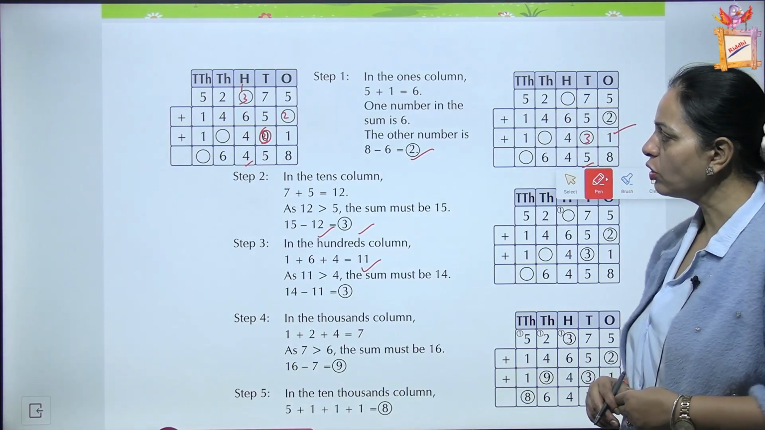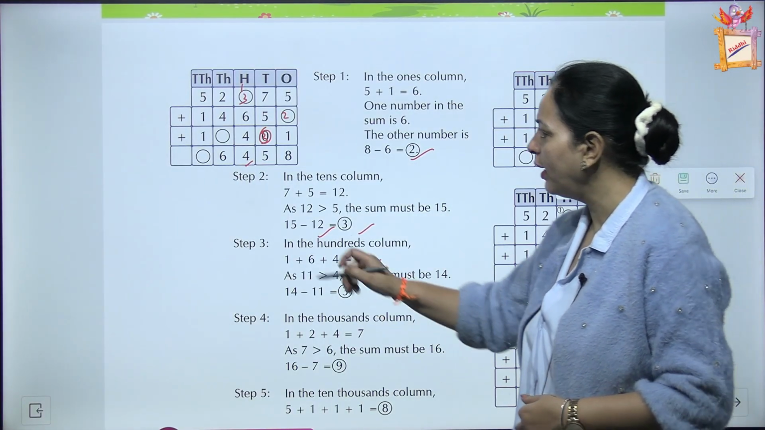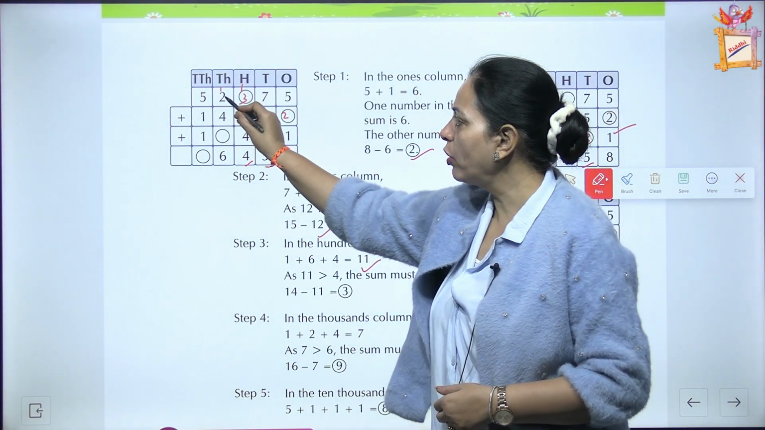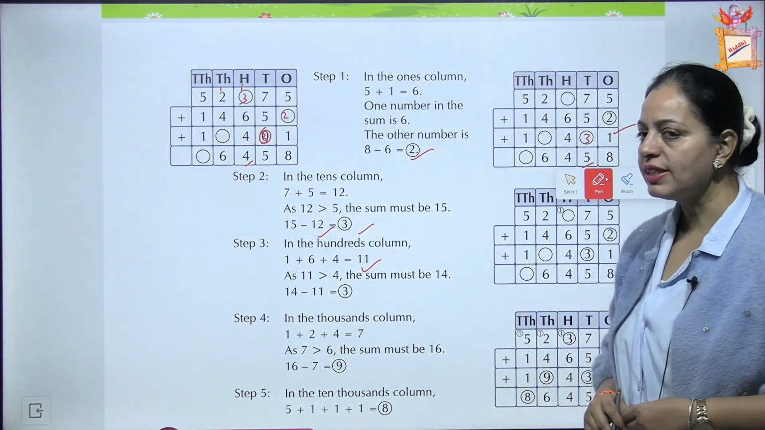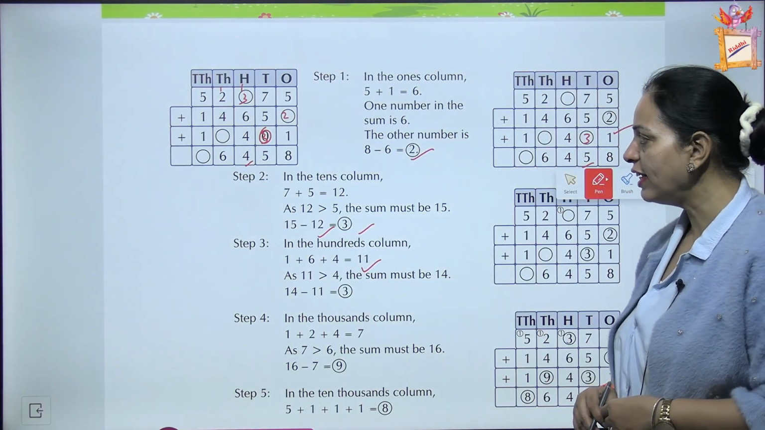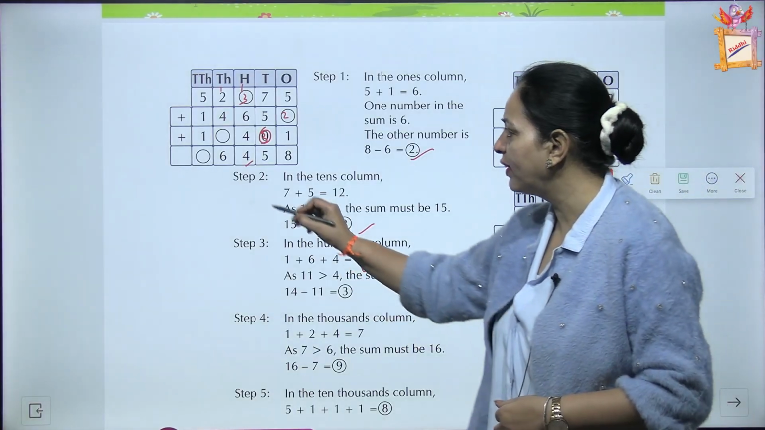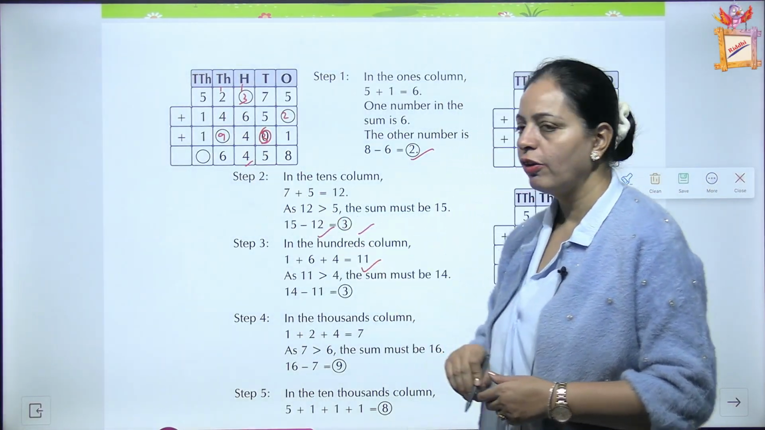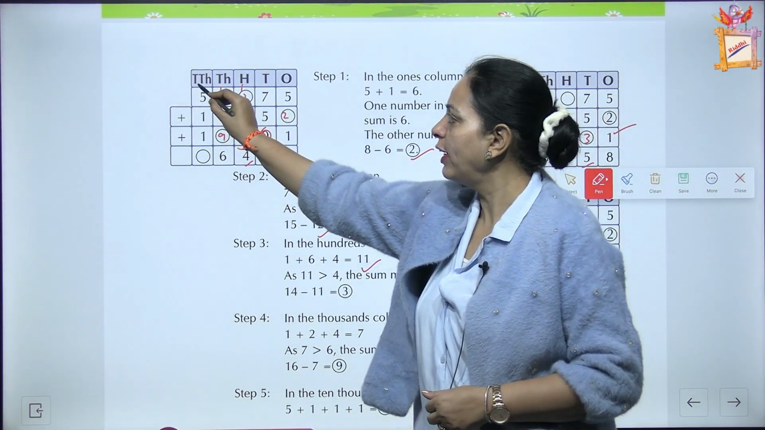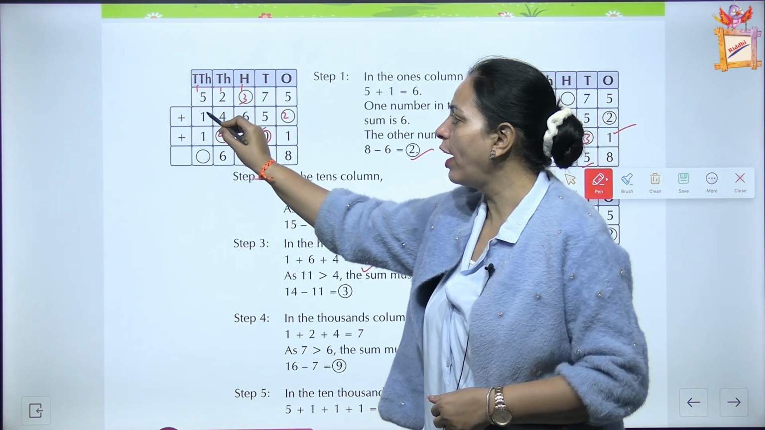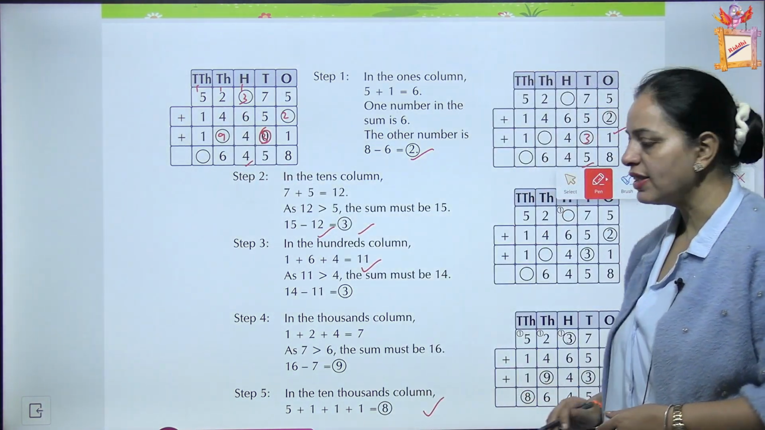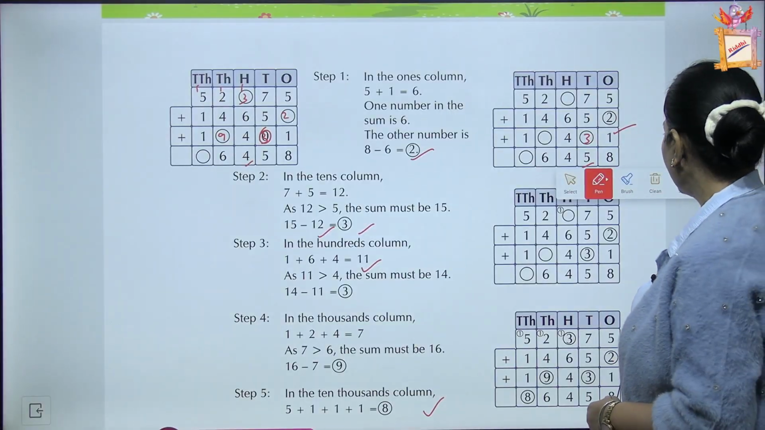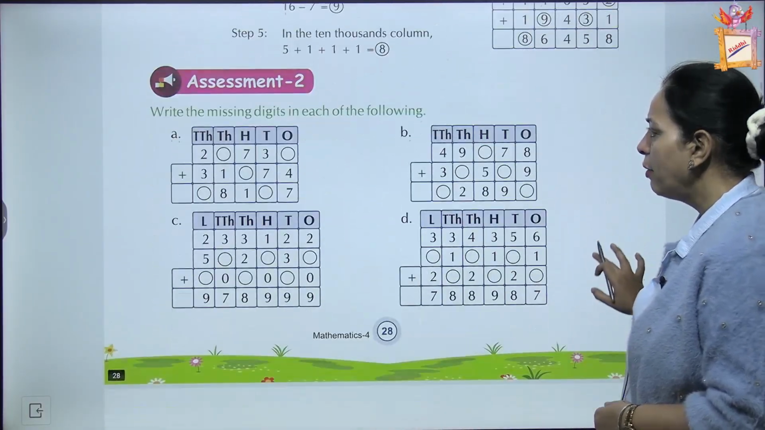Now see the 1000 column. 1000 column में क्या है? यहाँ पर भी carry है. 4 and 2, 6 and 1, 7 and here 6. So it means ये बनेगा हमारा 16. So 16 minus 7 that is 9. Okay. Now here 1 carry. Now see 10,000. 5, 1, 1, 5, 6, 7 and 8. So answer is 8 here. So like this. It's like a puzzle. You can try.